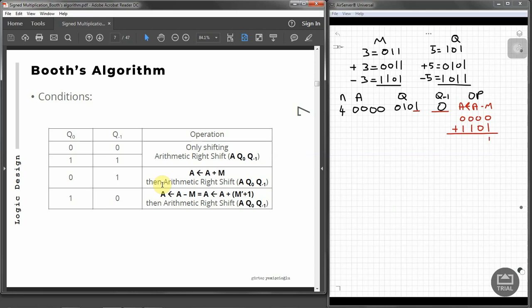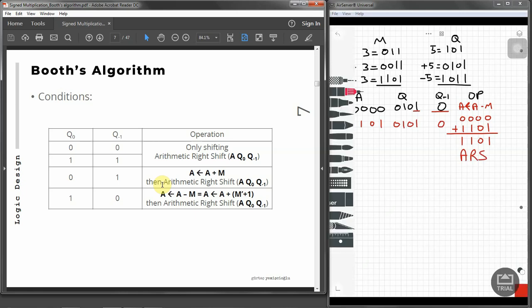So this is going to be 1011. Now we have got 1101, and this has to be stored in the accumulator. So inside of the accumulator we will have 1101. We write Q as it is, 0101, and we write Q minus 1 as it is. So it's 0.